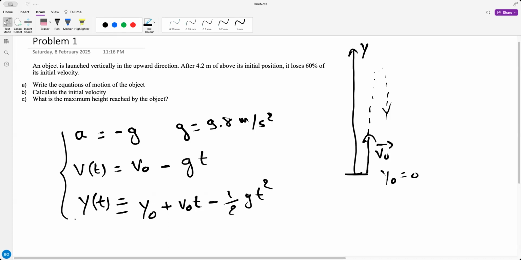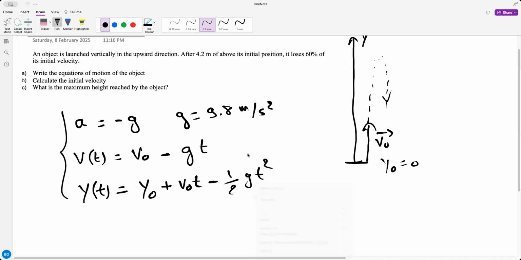Now, it's clear that in this situation there is no initial position. Why is there no initial position? Just because we choose to start our motion at the moment when the object is released from the ground, from y equals 0. Okay, so let's look at the keywords of this problem. The object is launched vertically with an initial velocity. After 4.2 meters above the initial position, it loses 60% of its initial velocity.